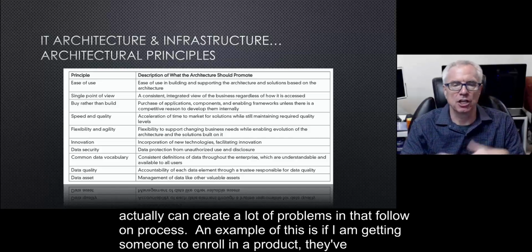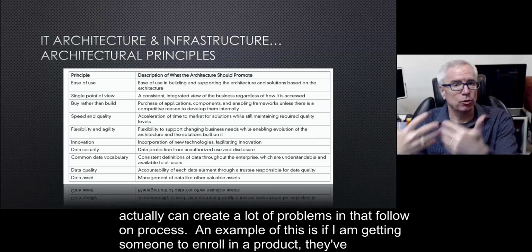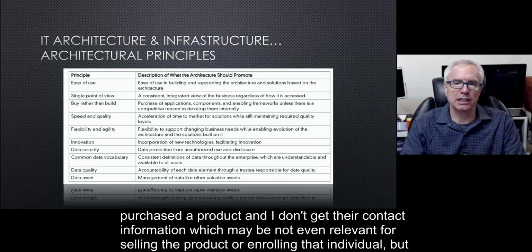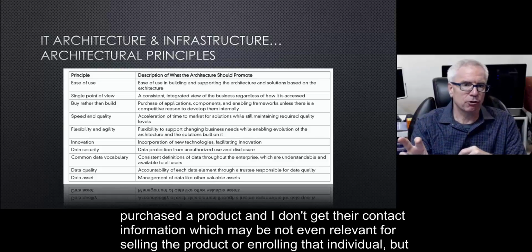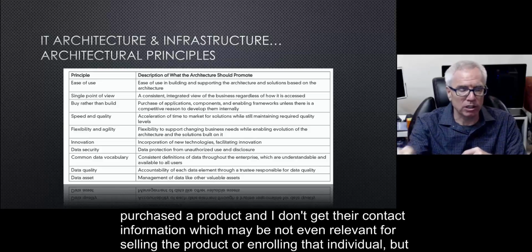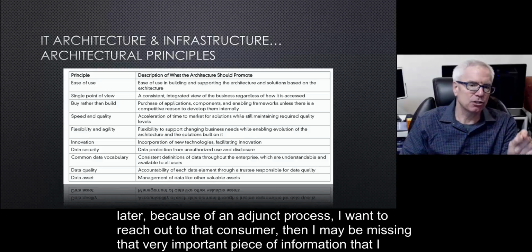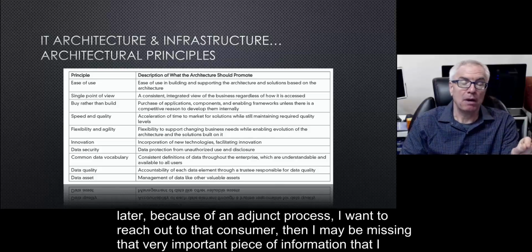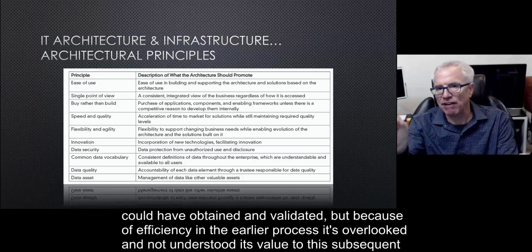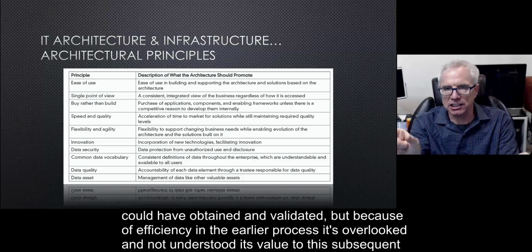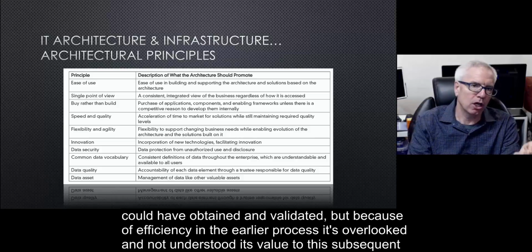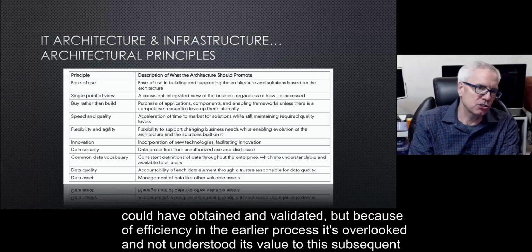An example of this is if I am getting someone to enroll in a product, they've purchased the product, and I don't get their contact information, which may not even be relevant for selling the product or enrolling that individual. But later, because of an adjunct process, I want to reach out to that consumer, then I may be missing that very important piece of information that I could have obtained and validated, but because of efficiency in the earlier process, it's overlooked and its value not understood till the subsequent process.